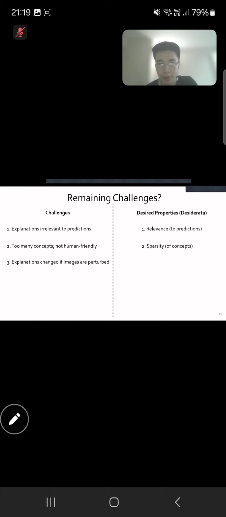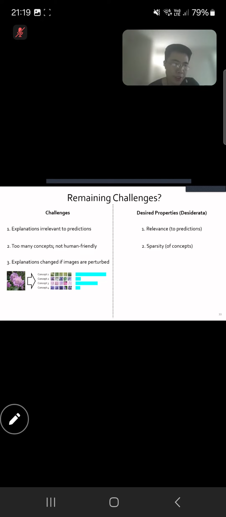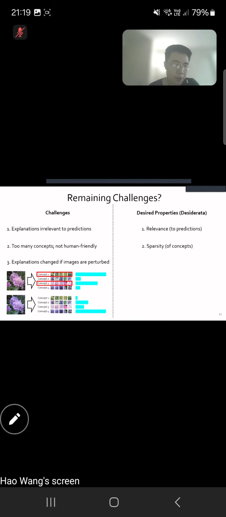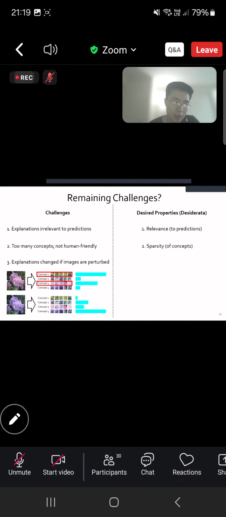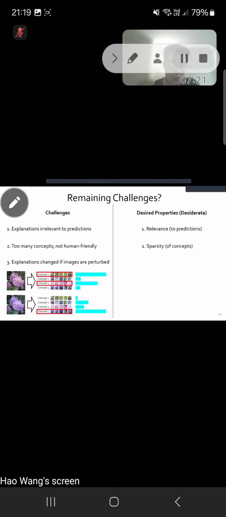the images are perturbed. For example, this is the original image, and the explainer will say that this image is most relevant to concept 1 and concept 3. But if we corrupt the image by only changing its color, now the most relevant concept will suddenly become concept 4, which is wrong. And correspondingly, another desirable property we want is the stability of explanations. Ideally, for both the original image and the corrupted image, we would want their explanations to be identical. So both should be concept 1 and 3.